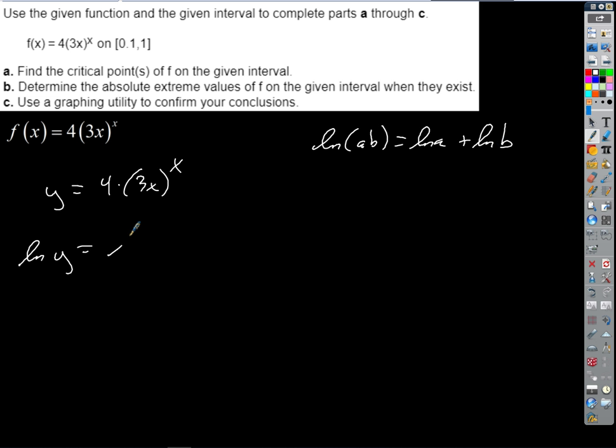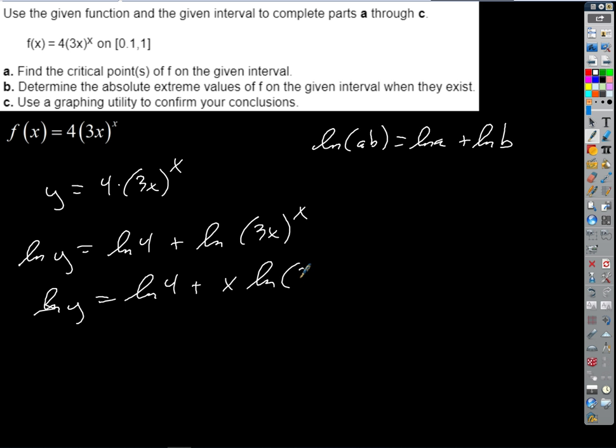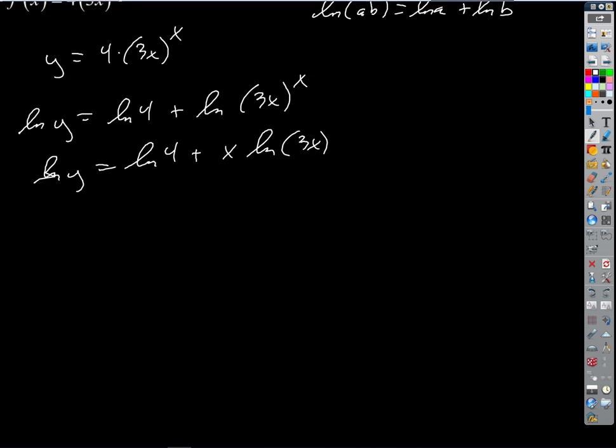So I've got natural log 4 plus natural log of 3x to the x, right? Okay, good. But then what can I do with this one? There's another. Bring the x down. Yeah. So log y equals log 4 plus x log 3x. Now that's a little better, right? Now we can differentiate that pretty easily.